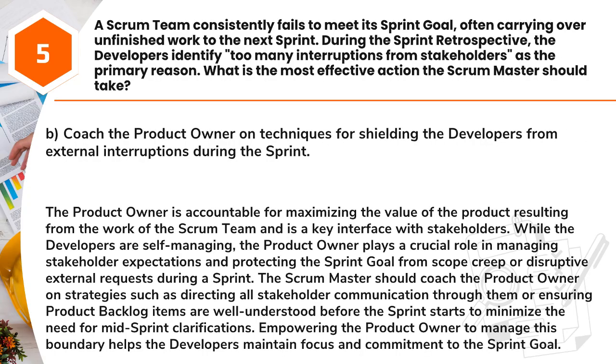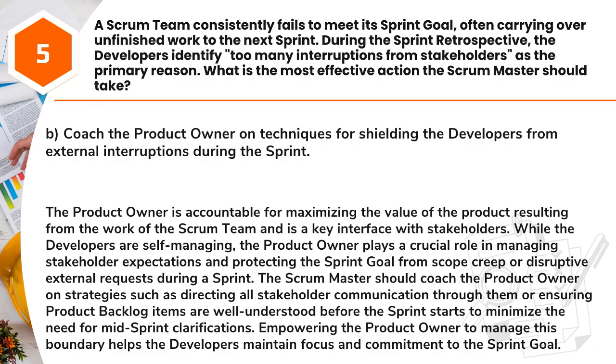Answer: B. Coach the product owner on techniques for shielding the developers from external interruptions during the sprint. The product owner is accountable for maximizing the value of the product resulting from the work of the Scrum team and is a key interface with stakeholders. While the developers are self-managing, the product owner plays a crucial role in managing stakeholder expectations and protecting the sprint goal from scope creep or disruptive external requests during a sprint.